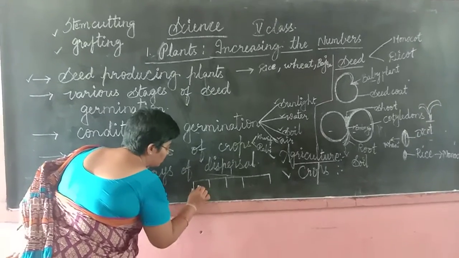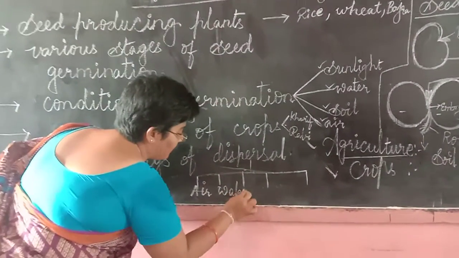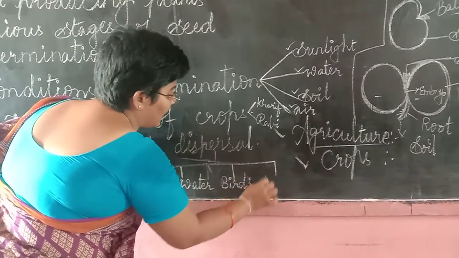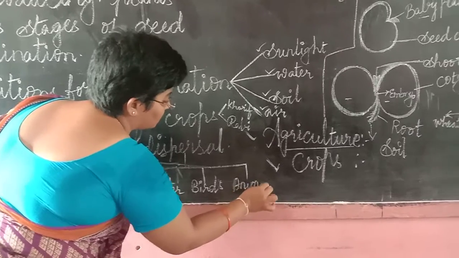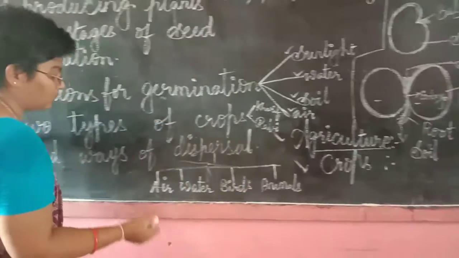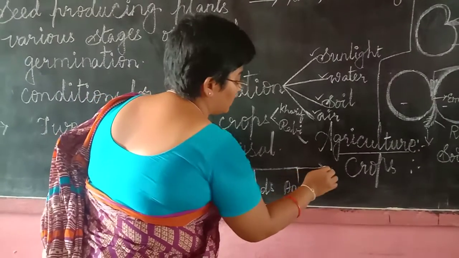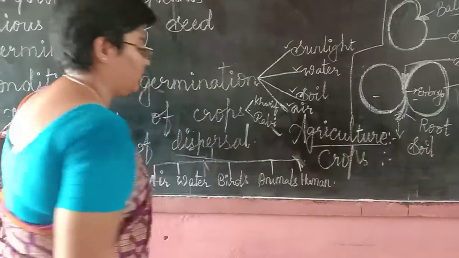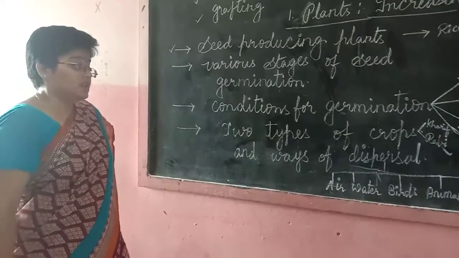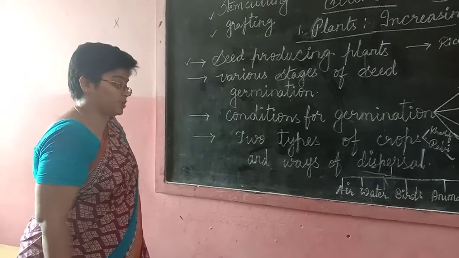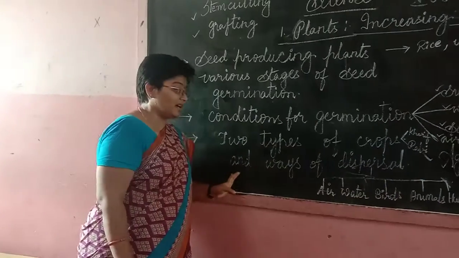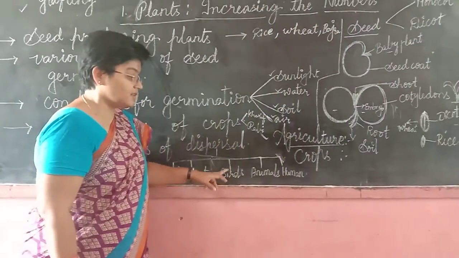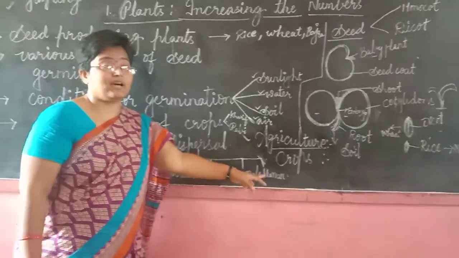air, water, through birds, animals, and finally through human beings. Why is it said that there are different ways of dispersal? So yes, dispersal by air, dispersal by water, dispersal by birds, dispersal by animals and by humans.